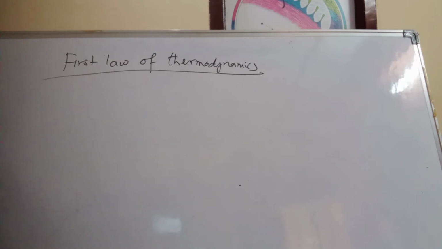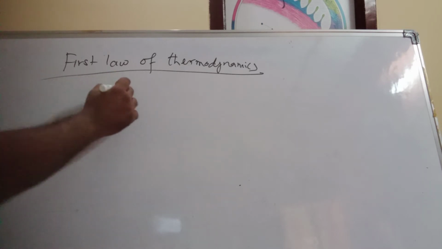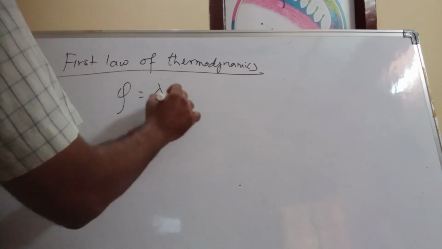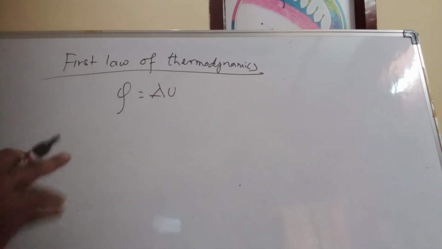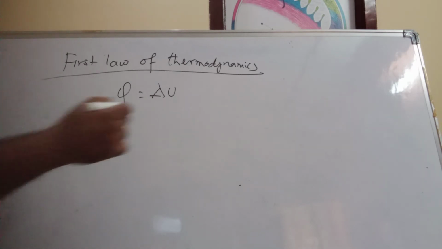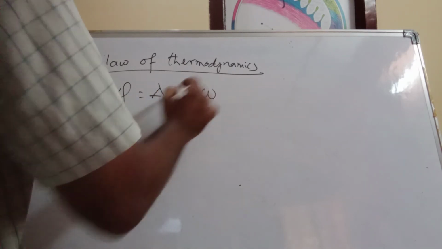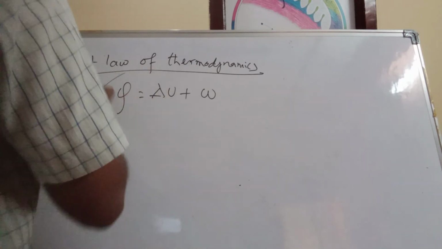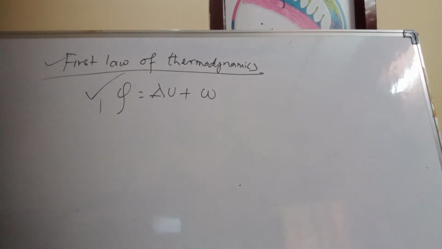Now what does the first law of thermodynamics say? I'm going to the mathematical part. If Q is the energy given to a system, then some part is utilized for altering the internal energy of the system and some part is used to do the external work. This is the statement of the first law of thermodynamics.